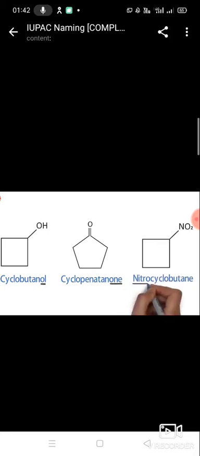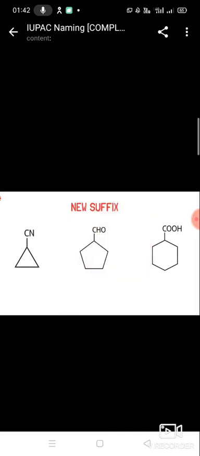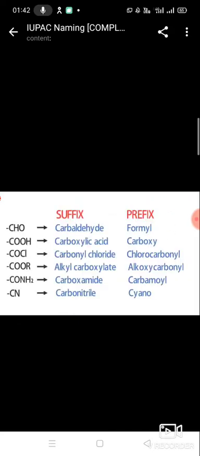Cyclobutanol, because OH is present, so cyclobutanol. Cyclopentanone, CO is present, so cyclopentanone. Nitro, NO2 is present, so nitrocyclobutane. Here this is the new suffix because it is not a part of the ring.